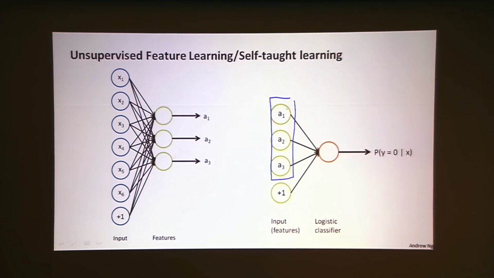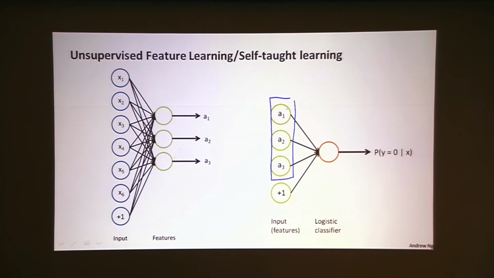So the setting where this sort of thing can work very well is especially if you have a ton of unlabeled data and a relatively small amount of labeled data, because this is an algorithm that can exploit massive amounts of unlabeled data that you have in either semi-supervised learning or self-taught learning settings.